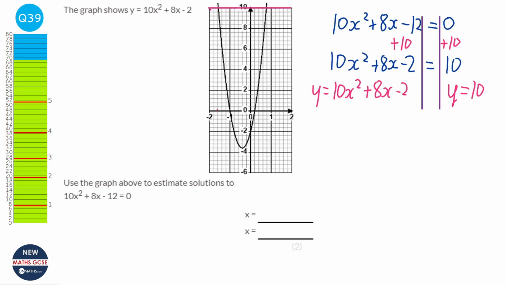So it comes down here, and it comes down here. So the values it comes down to are -1.6 and 0.8. And those are our solutions.